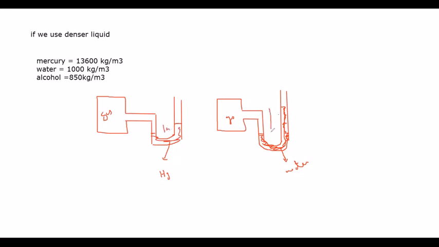Which difference is easy to read? For example, when we use water, the level difference was 12 centimeter. When we use mercury, the level difference was 2 centimeter. Which value is easy to read and record? Water, because longer or higher values are easier to detect or record as compared to smaller values. So if we want a greater difference in height, we prefer a low density liquid.